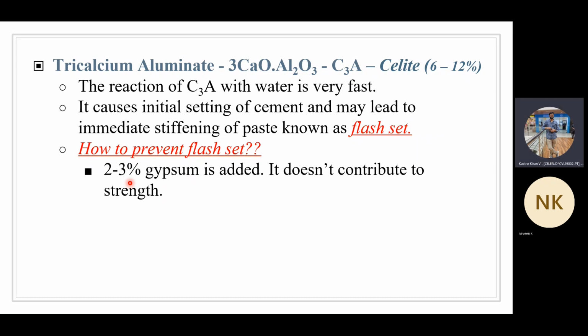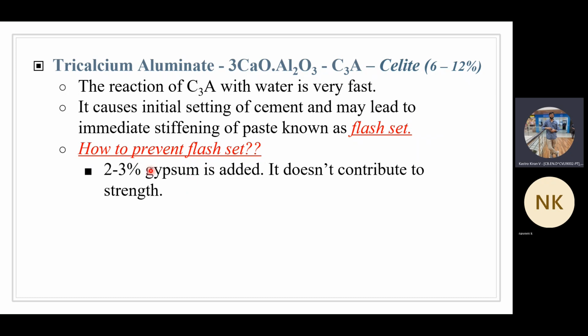We have two types of setting times for the cement. One is called the initial setting time, and the second one is called the final setting time. The initial setting time for any cement should be 10 hours. Why is it taking 10 hours? It is because of the presence of gypsum. If you add gypsum to the cement, it prevents flash setting.